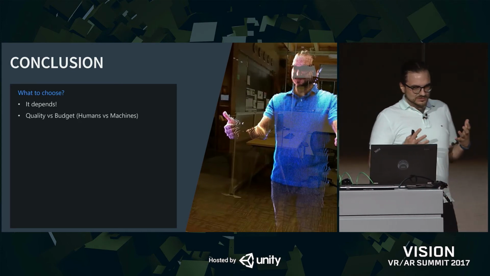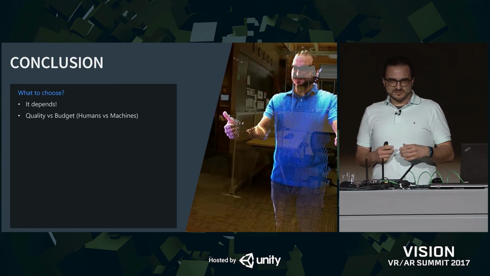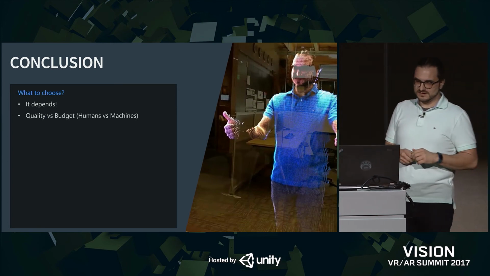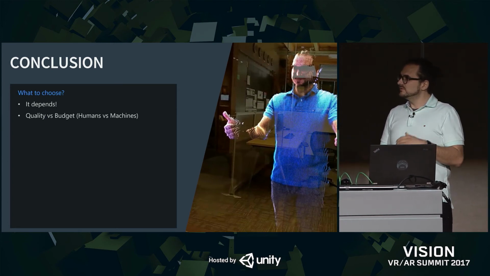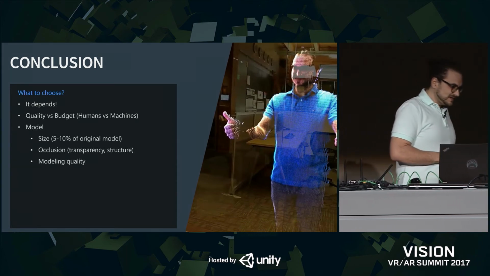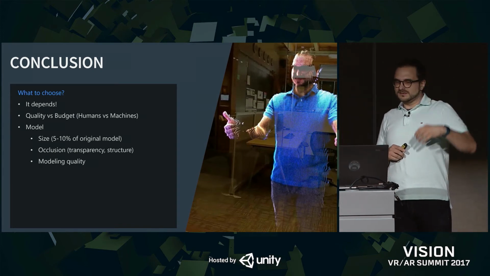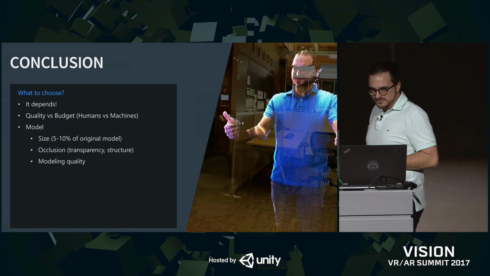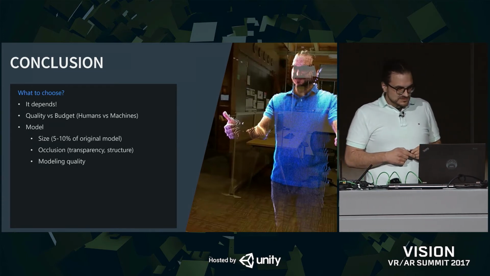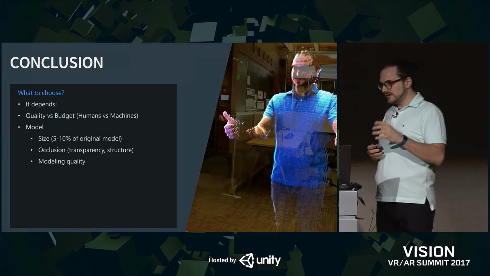Of course, most importantly, quality versus budget, typical trade-off. So a human manual reduction always looks better, but it doesn't scale. It's also very cost intensive. So a machine can do a much cheaper job, but the quality might not be as good. It also, of course, depends on your model. So if you have a certain size of a model, and we researched that with multiple dozen different models for an architecture company, and we reduced those to 5 to 10% of the original size, and that still looked good, so you won't have much artifacts.